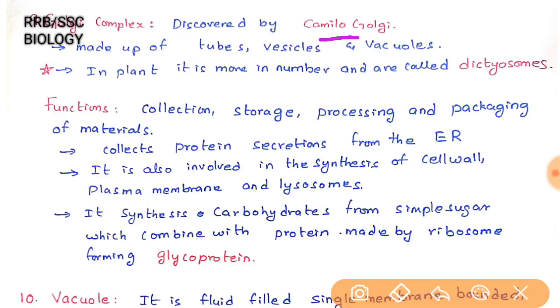In plants, it is more in number and you have to remember this, friends: it is called dictyosomes. In the plant cell, the Golgi complex is also called dictyosomes. What are its functions? Its functions are collection, storage, processing and packaging of materials. It is a kind of packaging industry.